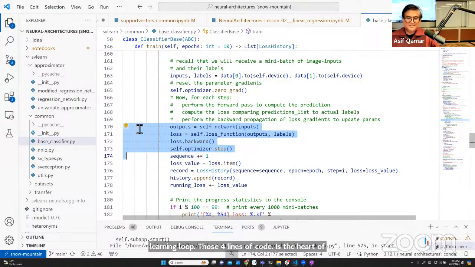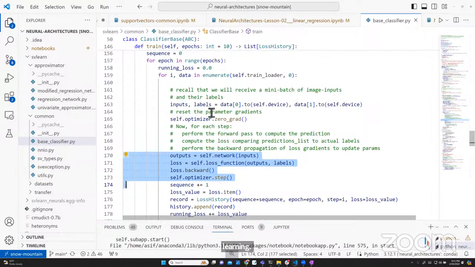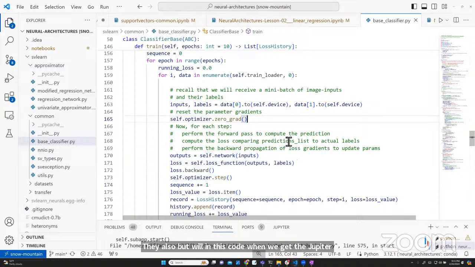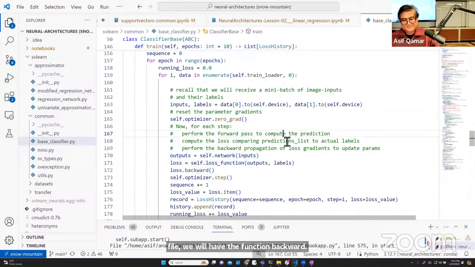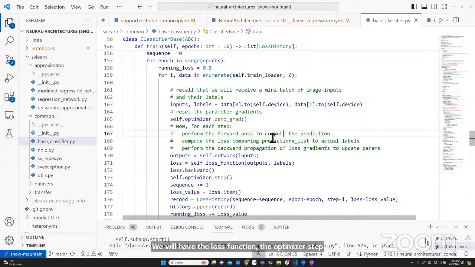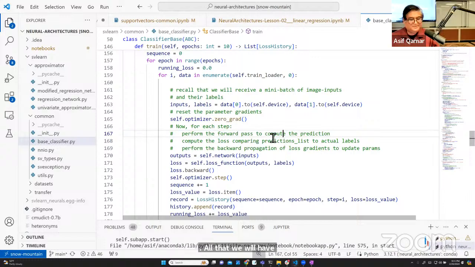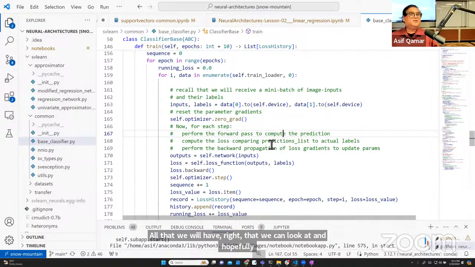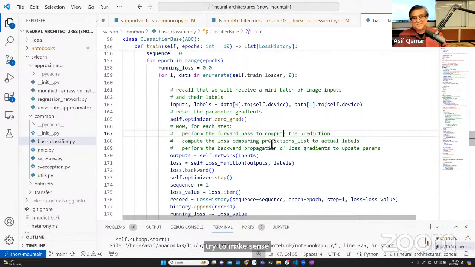Also, in this code, when we get the Jupyter file, we will have the backward function, the loss function, the optimizer step, all that we will have, right? That we can look at and hopefully try to make sense of. Yes, you have everything. And that's why you don't write this code from scratch. You use industrial strength libraries like PyTorch. We will be using PyTorch and it gives you all these functions.